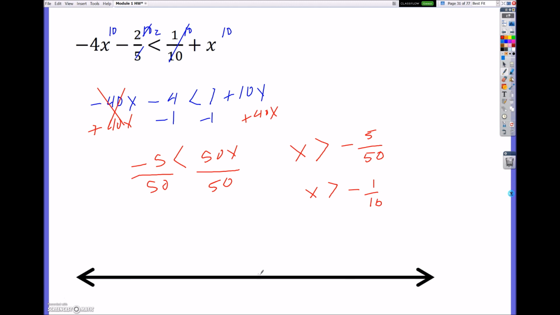All right, so since x is greater than negative 1/10, if here is 0, here's positive 1/10, here is negative 1/10, and it is greater than negative 1/10, I'm going to have an open circle and shade everything to the right.